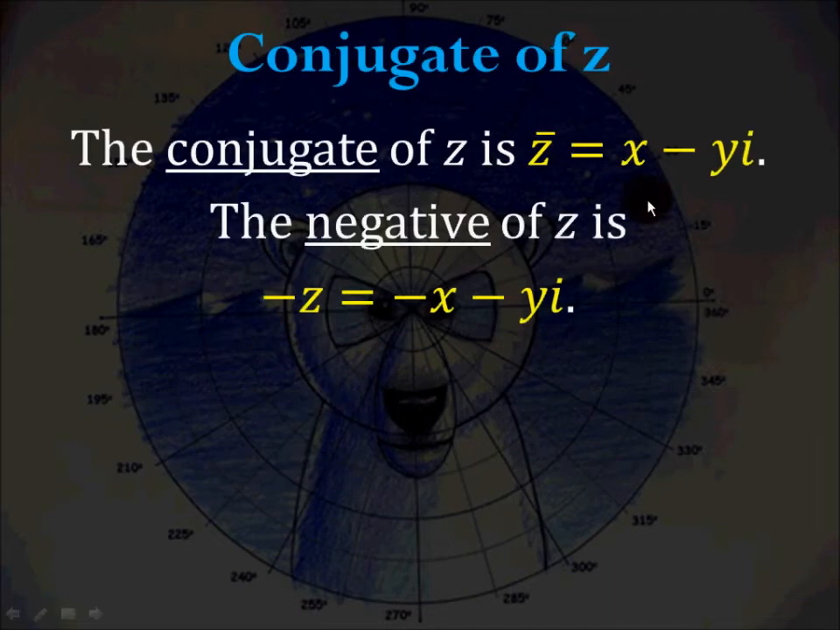The conjugate of z, remember z is x plus yi, is x minus yi. So you will see the conjugate denoted by this little line on top of the z. The negative of z is negative x minus yi. So the conjugate is basically flipping the sign for y, so x minus yi. The negative of z is negating both the real part and the imaginary part of the complex number.